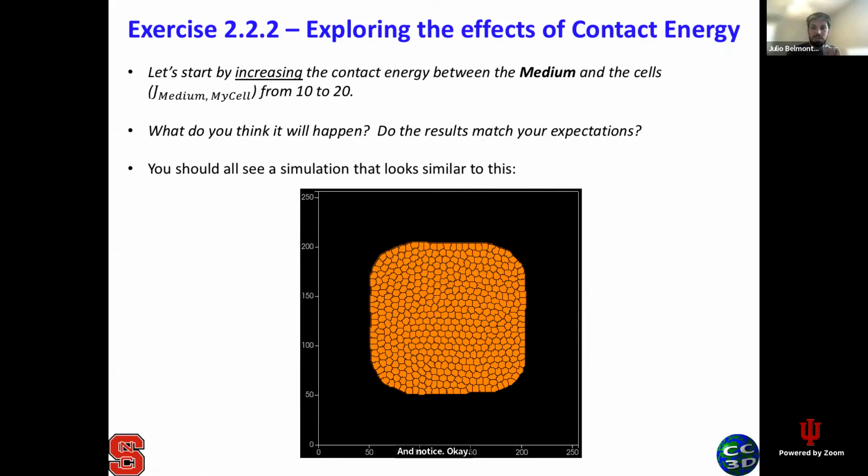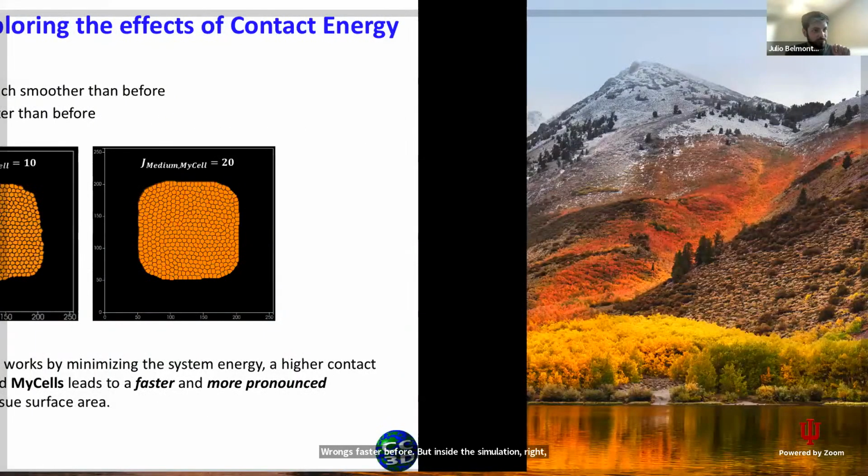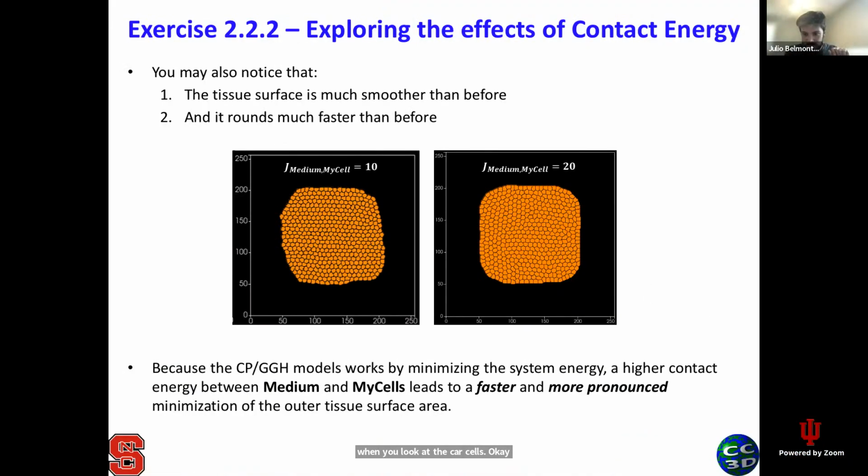But one thing to also notice is that the effect you get out of the simulation was only external and not internal. The tissue surface is much smoother than before and rounds faster than before, but inside the simulation, when you look at the core cells, this image has a different resolution than before, but the roundness of the cells inside is about the same as in the other one.